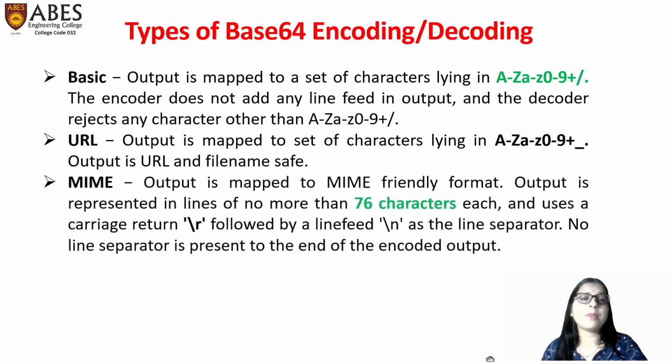The third one is MIME. The output is mapped to a MIME friendly format, and the output is represented in lines of no more than 76 characters. So if the string is a very big string, while encoding, that string is divided into groups of 76 characters each, and it also uses a carriage return and a line feed, \n, as the line separator. Here no line separator is present at the end of the encoded output.